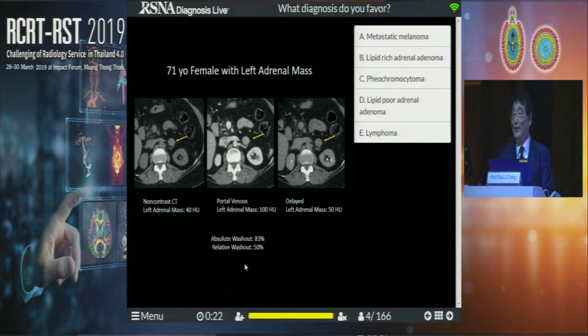And be careful. Why would I show you this? Think about this. Why would Dr. Chang show you something you learned as medical students? Because what you learned is wrong.